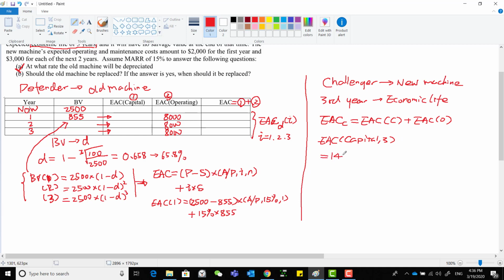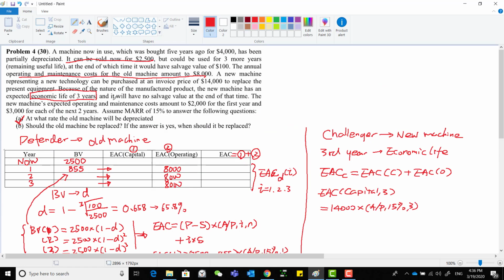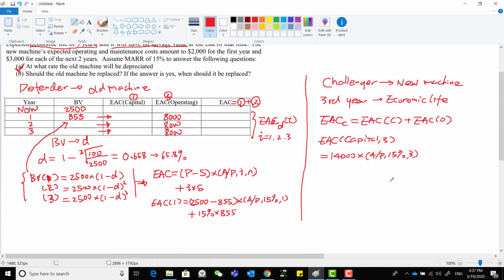14,000, which is our purchase price, times the conversion factor for 3 years, because the question says after 3 years of use the new machine will have no salvage value. This gives us $6,131.72 per year.